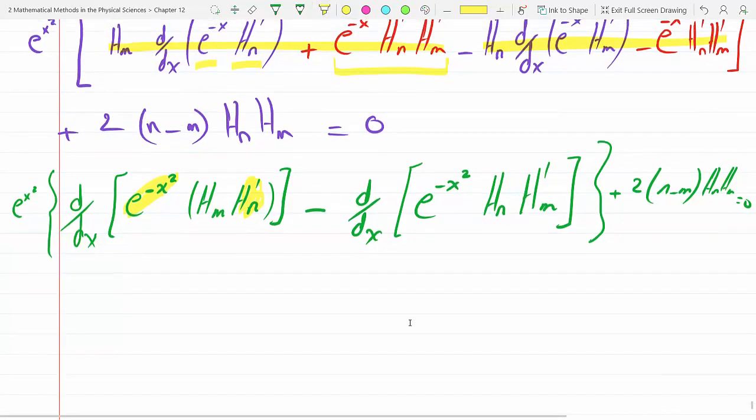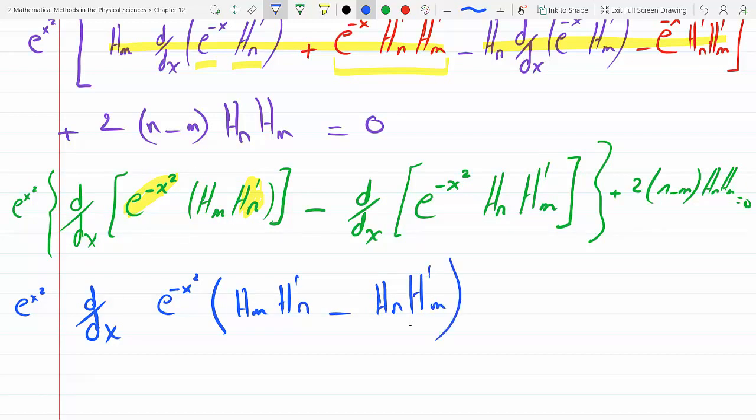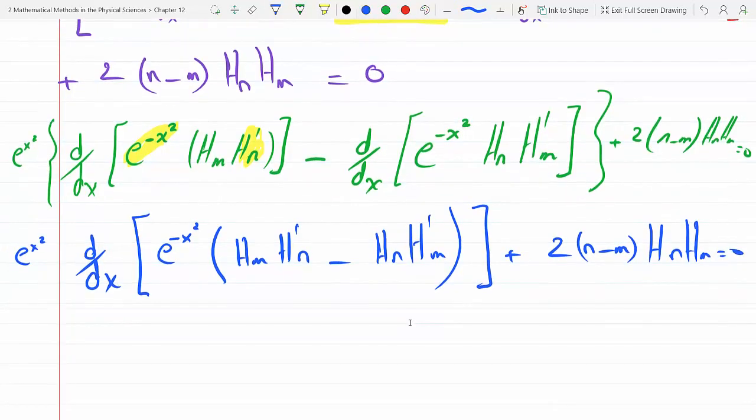Okay, and now by doing that, since derivatives are distributed over addition, I could say this is the same thing as the derivative of e to the minus x squared, common factor, hm h prime n minus hn h prime m. Okay, and I can close this, plus 2n minus m hn hm equals 0.